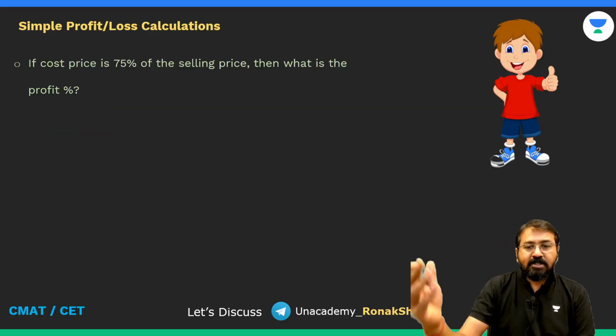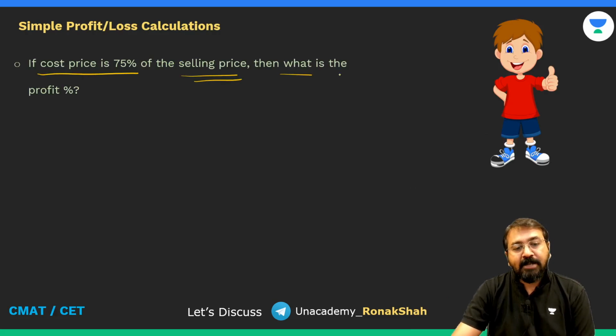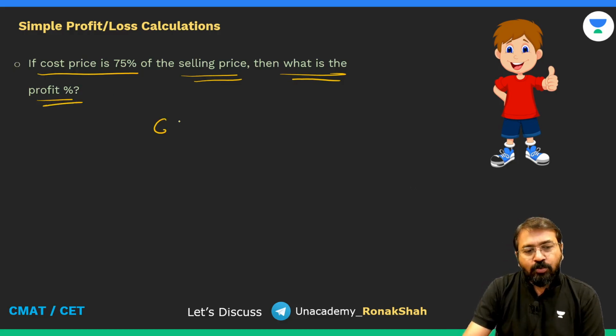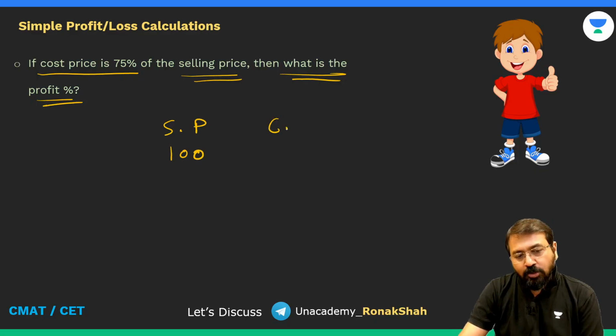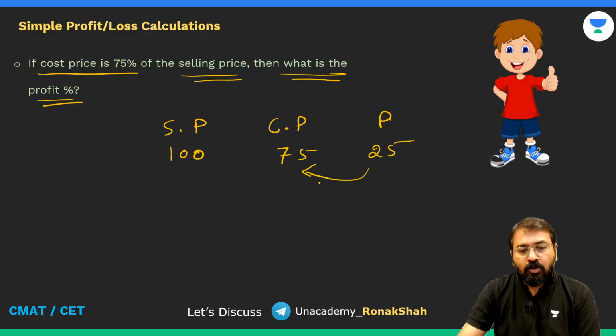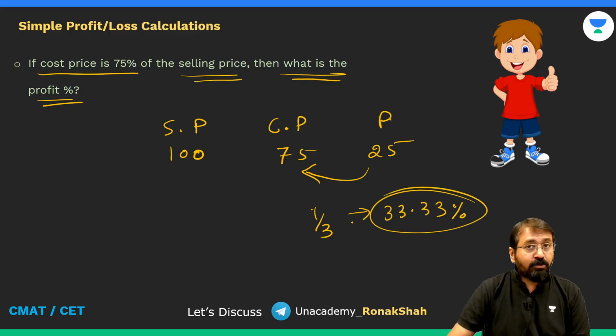So let's look at some profit loss calculation. If cost price is 75% of selling price, then what is the profit percentage? So guys, in such situation, what you can do is you can assume the selling price as 100. So we'll get cost price as 75. So our profit is selling price minus cost price, that is 25. 25 over 75, it's 1/3 profit. So you can say 33.33% profit. So this was a very simple calculation. You all should be clear.